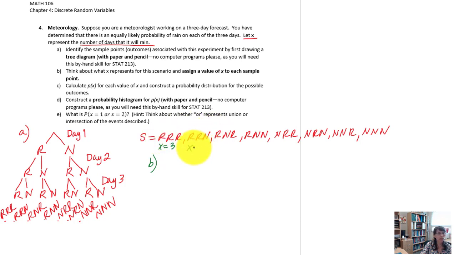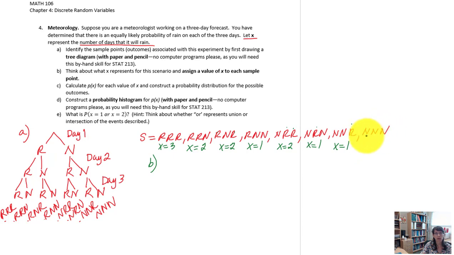In the next sample point, we have 2 R's. So the x value would be 2. That represents 2 days of rain. Our next sample point has 2 R's. So again, x value is 2. In the next sample point, we only have 1 R. So that x value now is 1. For the next sample point, I have 2 R's, so x could assume the value of 2. Next sample point, there's only 1 R, so x assumes the value of 1. Next sample point, x value again is 1 because there's only 1 R.